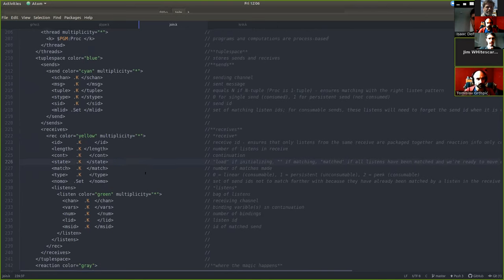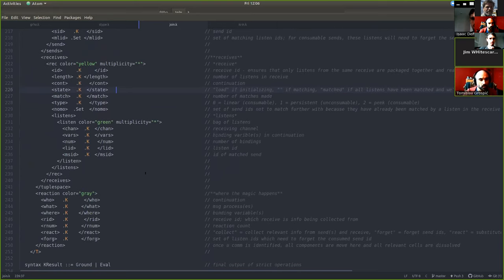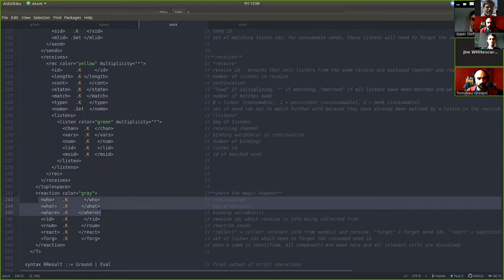Other than that, I think most of the other things are the same. Oh yeah, I was thinking about the reaction. And the reaction cell now has even been expanded to contain some other information. So the reaction cell before only had these first three cells, which were basically what's the continuation, what are the names that I'm substituting for, and what are the processes or names that I'm going to substitute in for that first collection of names, right?